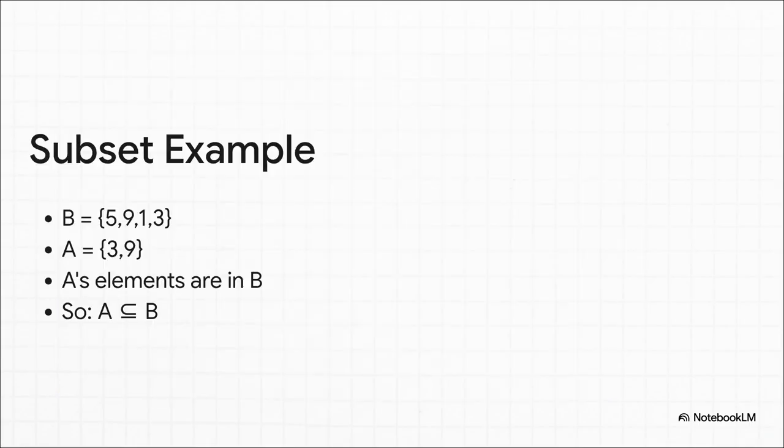Let's look at a super clear example. Say set B has the numbers 5, 9, 1, and 3, and set A just has 3 and 9. Well, since every element in A, both the 3 and the 9, is also hanging out in set B, we can say for sure that A is a subset of B.